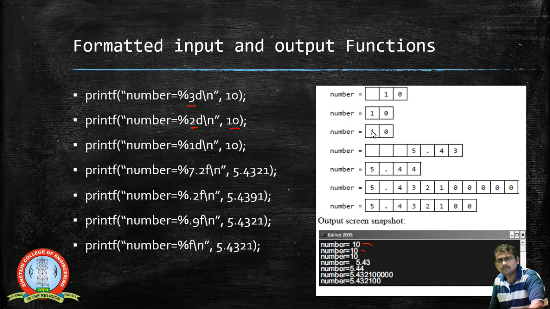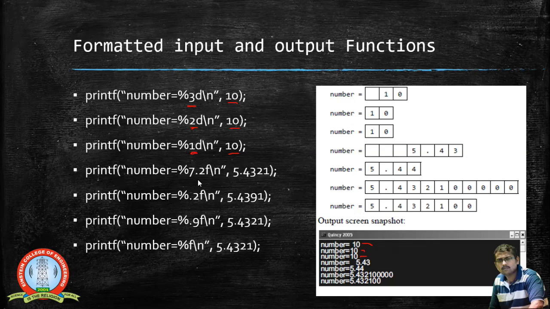Now coming towards this third printf statement, the width that I am specifying here is 1D. But here I have a number with a width of 2. 10 has 2 digits, 1 and 0, but the width I am specifying here is only 1. Since the number's width is higher than the one specified here, it automatically expands and I get the same output as specified.